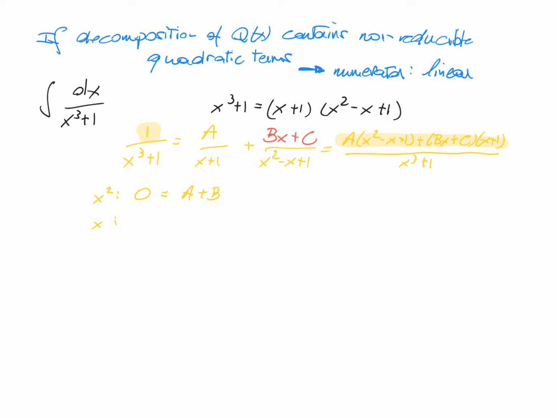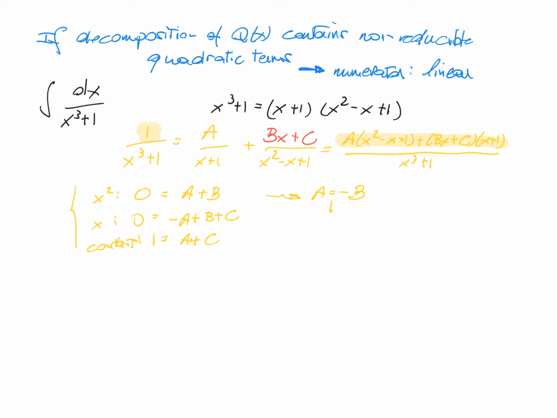The degree for x on the left-hand side is 0. On the right-hand side, we have minus a plus b plus c, and then the constant. The constant on the left-hand side is 1, and on the right-hand side, this is a plus c. So here as well, we have 3 equations and 3 unknowns, so we will find a unique solution for this set of equations. So the first one, this tells me that a is minus b.